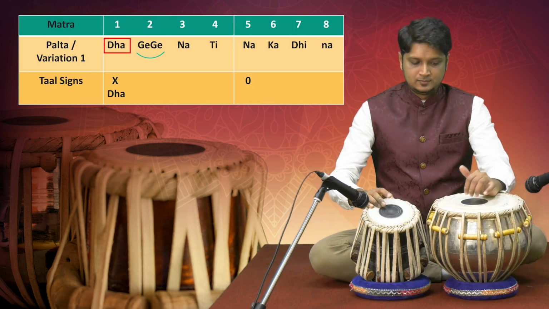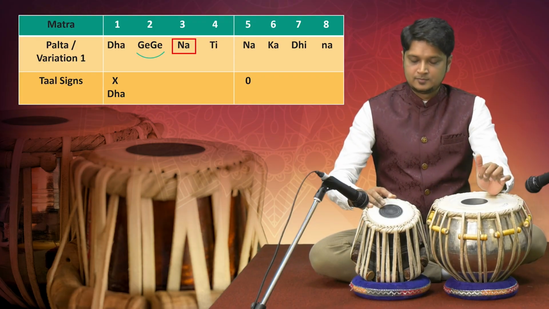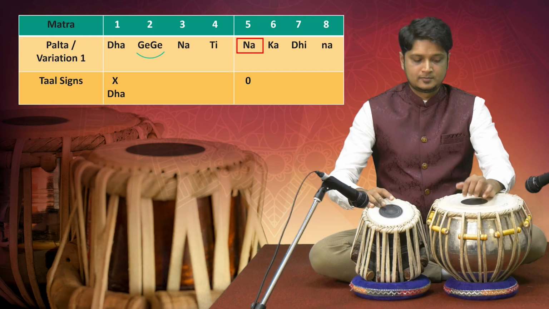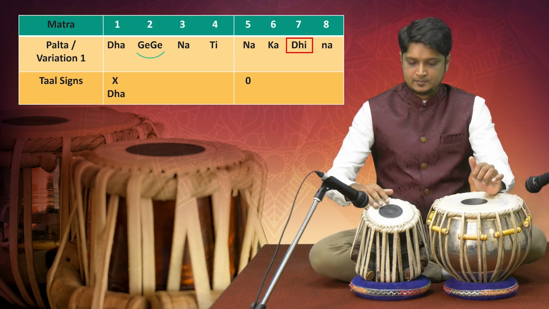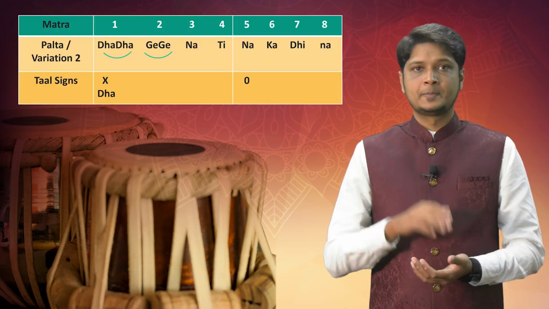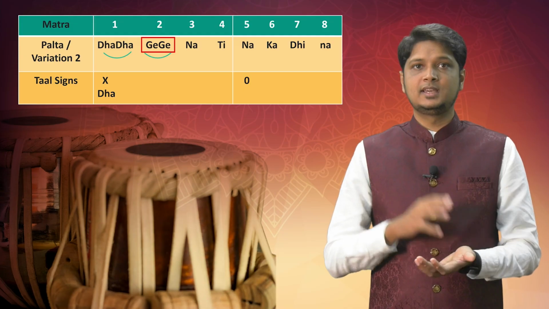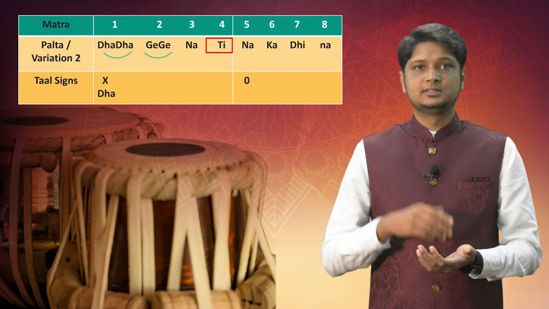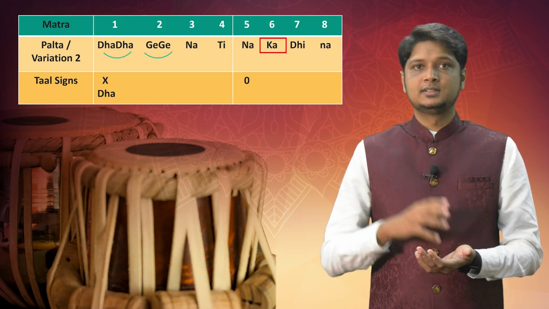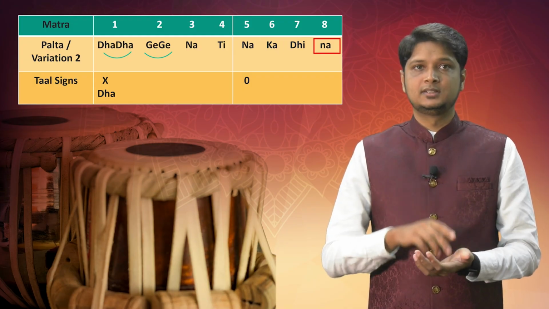Let's play the variation. Practice the variation for several avartan. Next, we shall learn another variation. Let's do the Parhant of the variation. Dha, dha, ge, ge, na, ti, na, ka, dhi, na, dha.